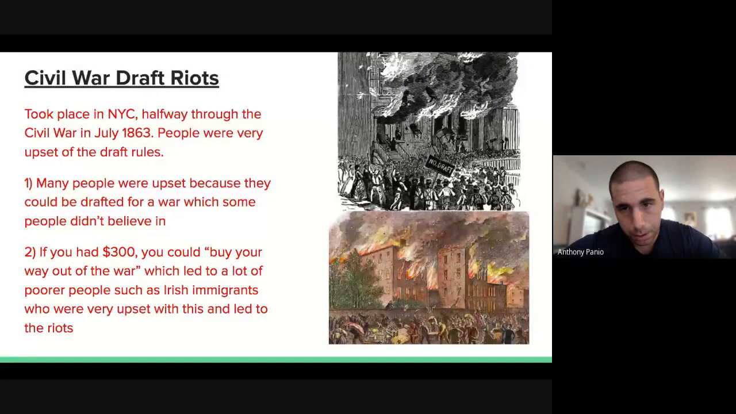But for Lincoln, he did want to preserve. He declared secession to be nothing but an illegitimate.